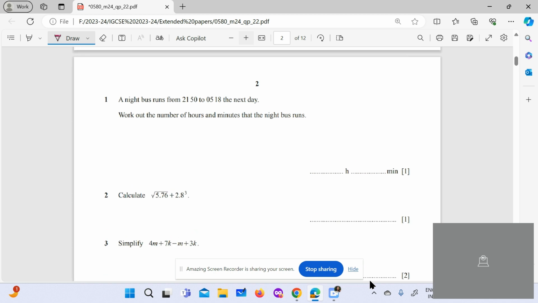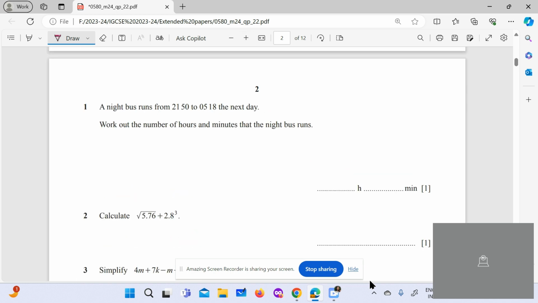Your question 1 is a night bus runs from 21:50 to 5:18 the next day. Work out the number of hours and minutes that the night bus runs. So this question is like you have to tell the duration of time. So this is very easy one. Here you can see the duration is actually less than 12 hours. We don't have to do subtraction and all.